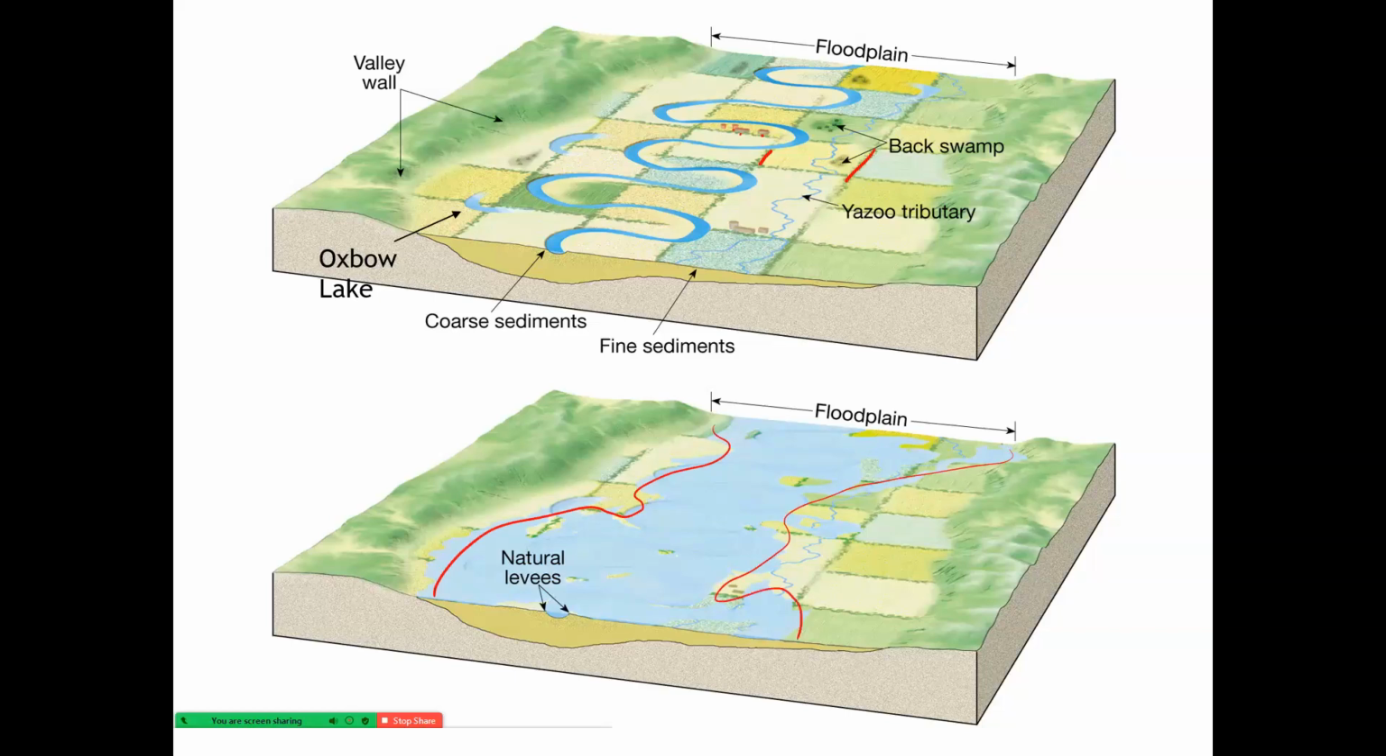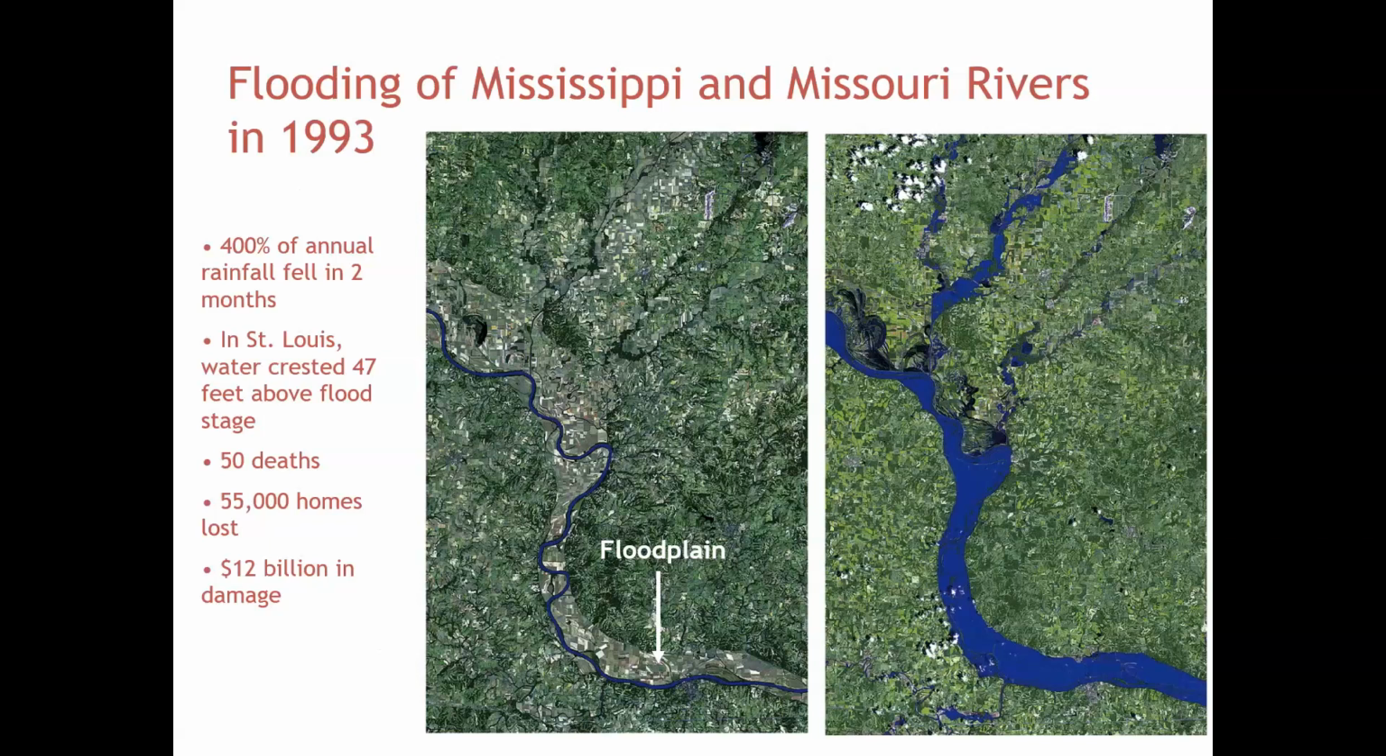This isn't really something that we can eliminate completely as humans, nor would we necessarily want to, because it's really what keeps these floodplains so fertile. Flooding in floodplains like this can cause a whole lot of damage, though.